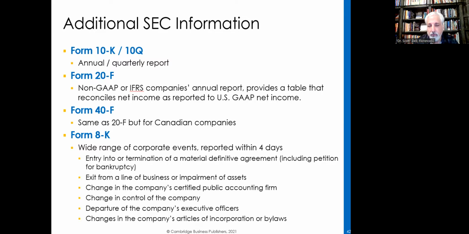Company control, executive officer changes, any major changes. We're laying off people. Again, investors are going to want to know that. So the 8Ks describe that kind of stuff.